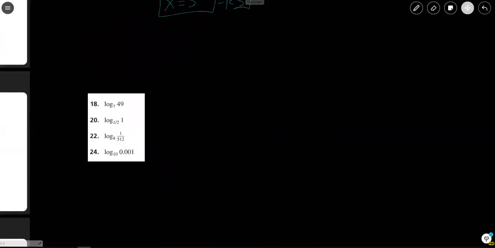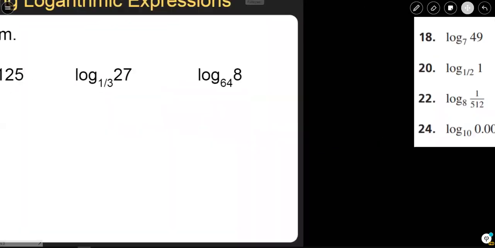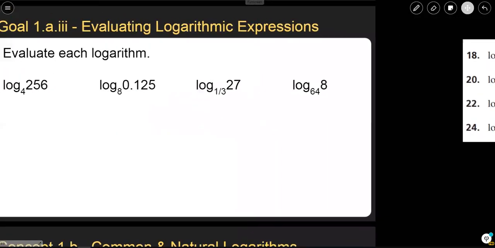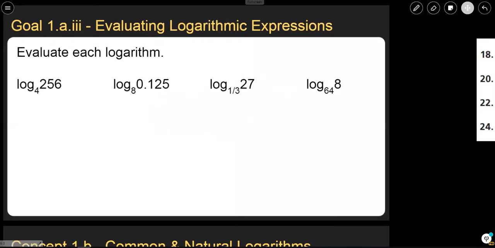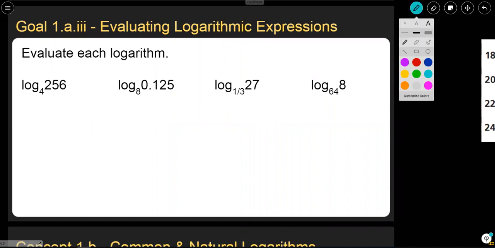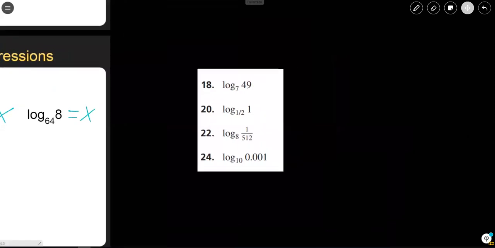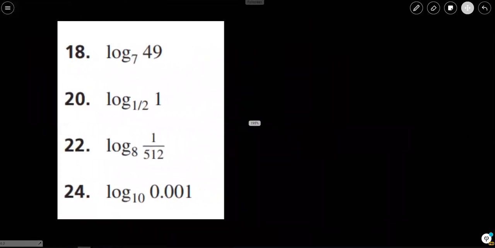All right, so let's continue. These ones I think we had to evaluate. Yeah, evaluating logarithmic expressions. So in these ones, I don't have my y value, or I don't have my x value, I mean. I've got log base b of y, but I don't have the x's. So I'm just solving these. That's what we did in the lecture. That's what we'll do here really quick.